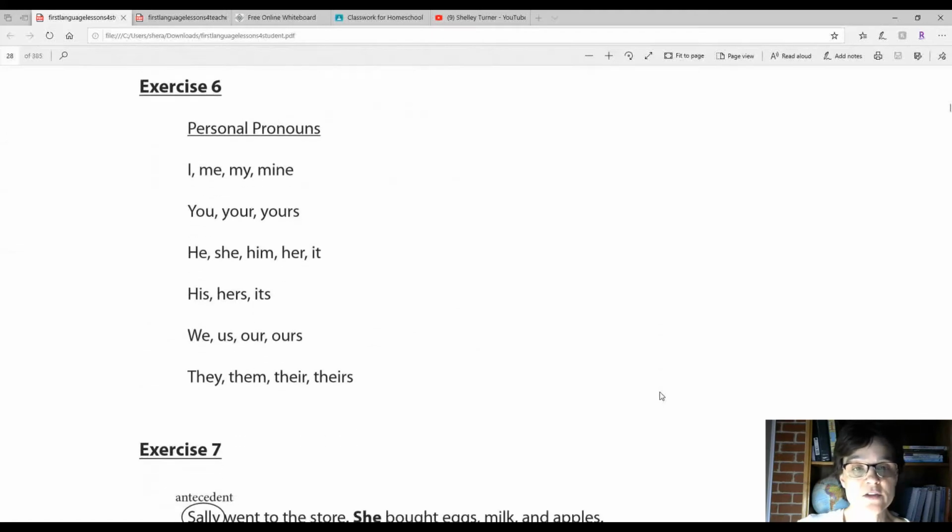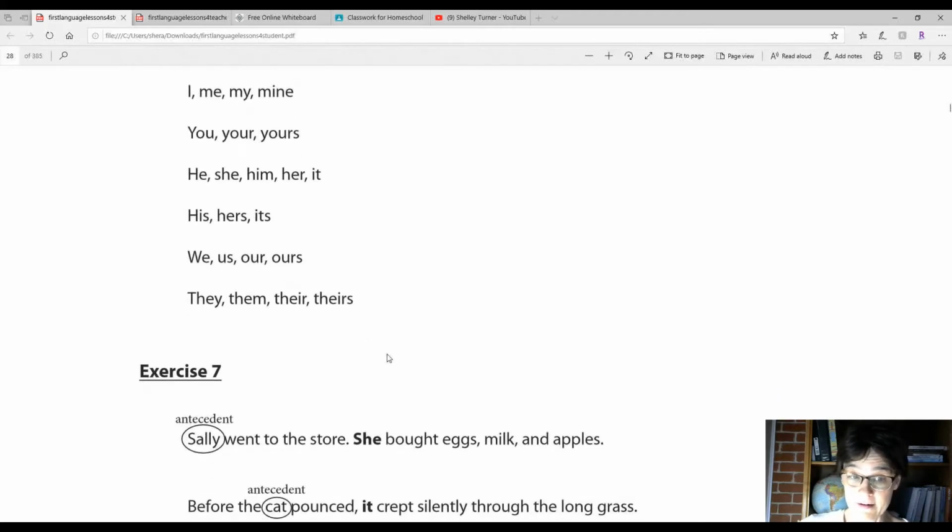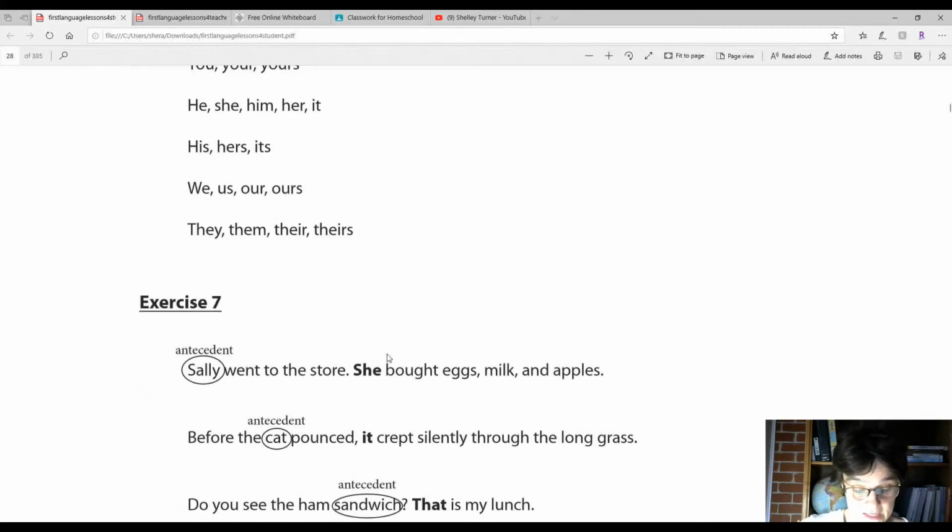Okay, let's move on to exercise 6. Now what we're going to do is we're going to review back to our personal pronouns. Here's our list again. Never hurts to say them and look at them. I, me, my, mine. You, your, yours. He, she, him, her, it. His, hers, its. We, us, our, ours. They, them, their, and theirs. All right. Let us move then to exercise 7.